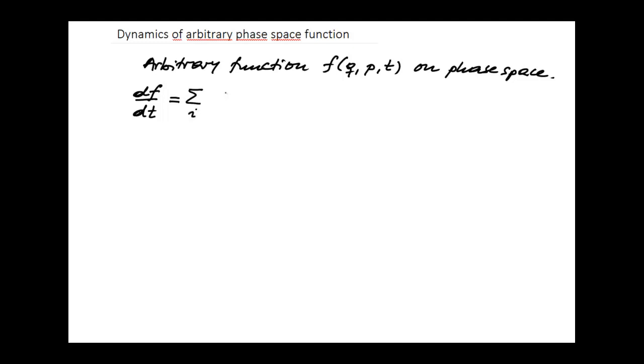We have the sum over i, partial derivative of f with respect to qi times qi dot. Then we have a similar contribution with all the partial derivatives of f with respect to the pi's, times pi dot, also summed over i. I'd like to take the sum in front of a bracket, so I'll write it in this fashion, plus, if we have an explicit time dependence, the partial derivative of f with respect to time.